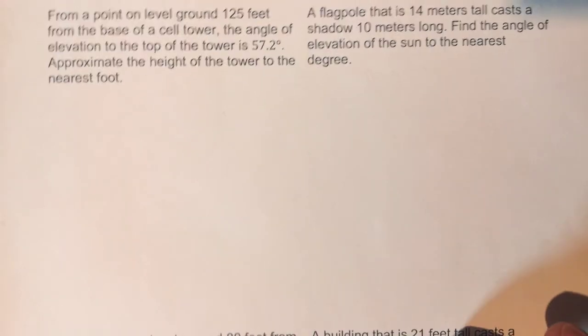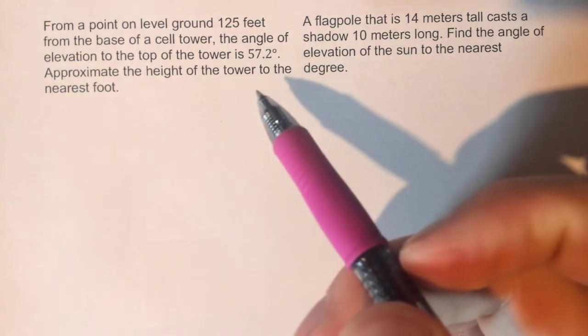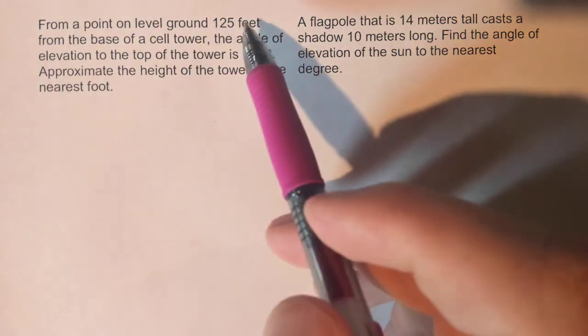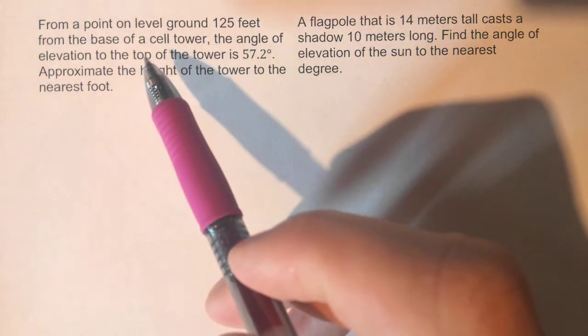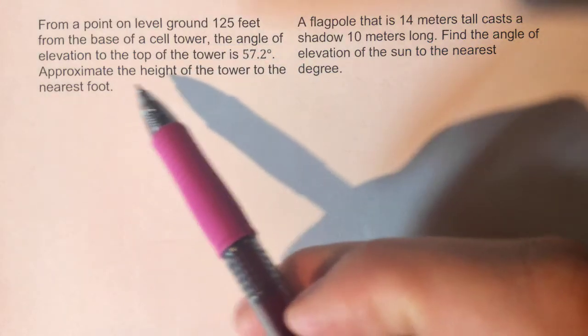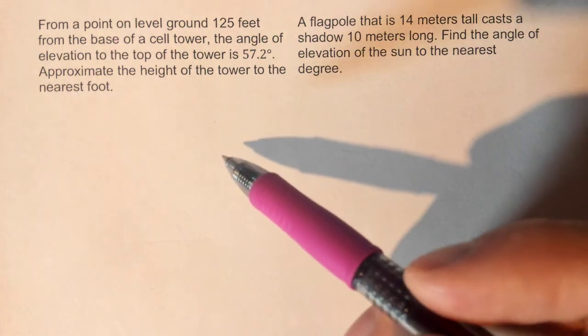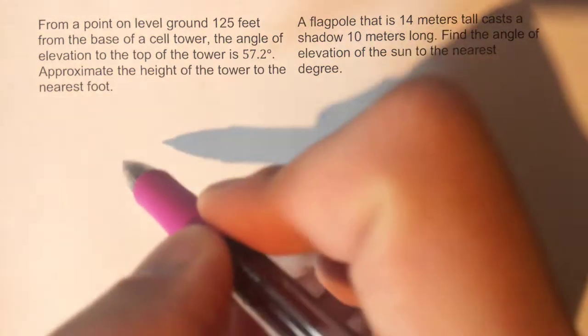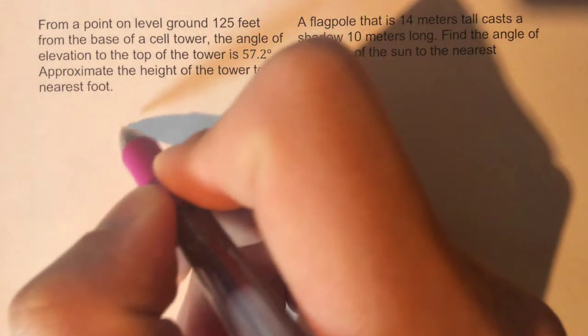So what we're going to do with this is draw a little bit of word problem type things, not too bad, and we're going to draw the pictures out and figure out what they're asking us for. So let's look at this example. From a point on level ground 125 feet from the base of a cell tower, the angle of elevation to the top of the tower is 57.2 degrees. Approximate the height of the tower to the nearest foot. So this is interesting. You could go outside of your house and figure out how tall your house is by using a trig function. So we'll show you how to do that right here. So we've got a cell phone tower.